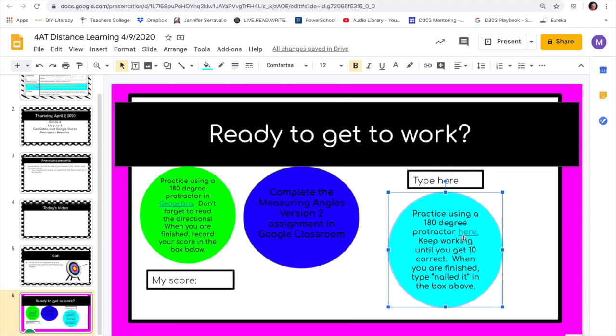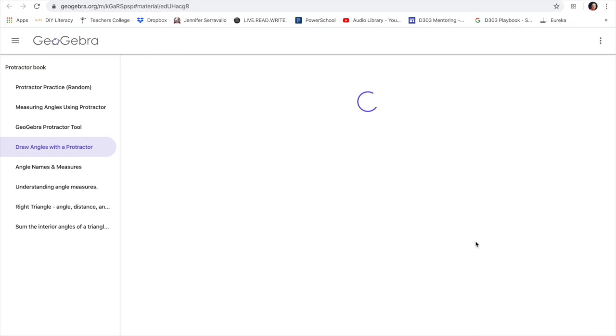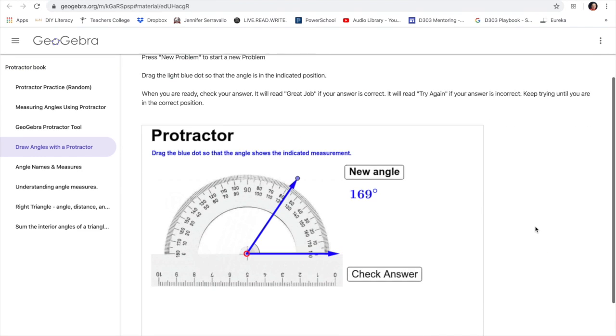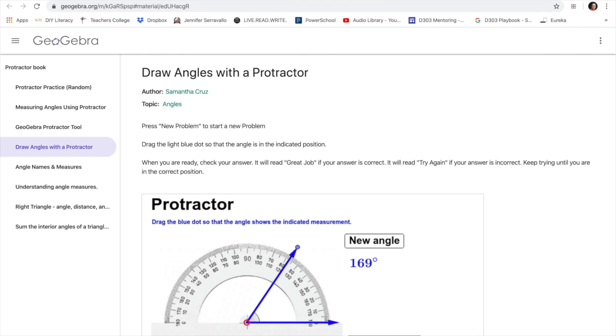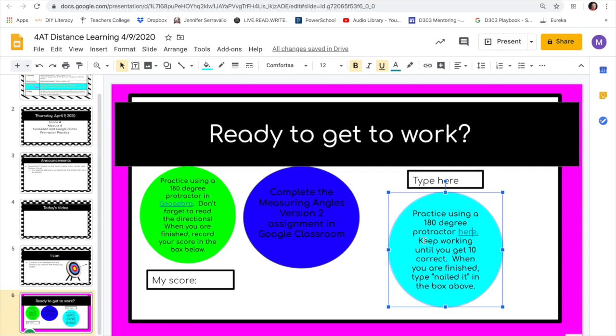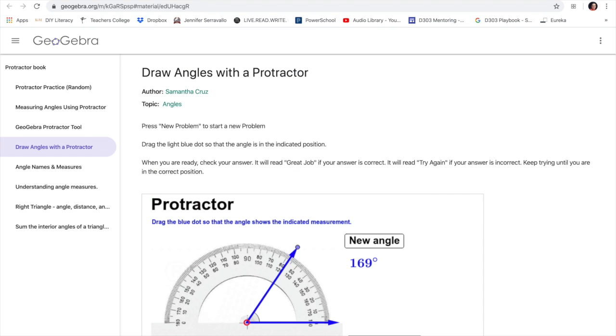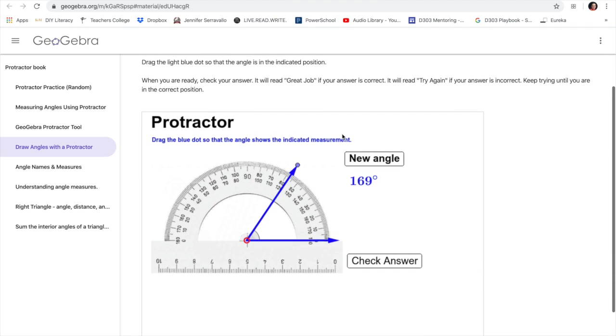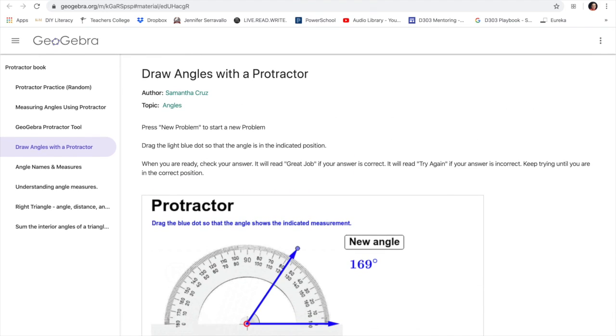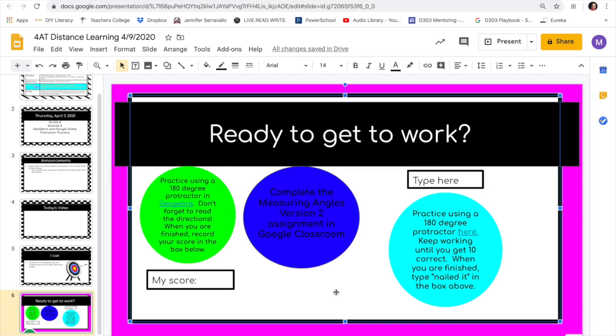Your final responsibility for today is going to be doing some more protractor practice. That is also on GeoGebra. Here you're going to click the link like I just showed you, but you're going to keep working on this until you get 10 correct. When you have 10 correct, you're going to type nailed it in this box. So this one is going to be more fun. Protractor practice. Measuring angles is not easy. That's why it requires a lot of work. So you're going to have a great day of practice.